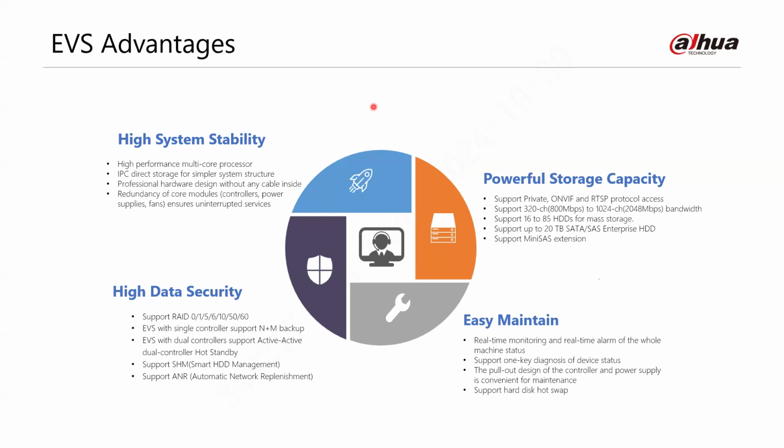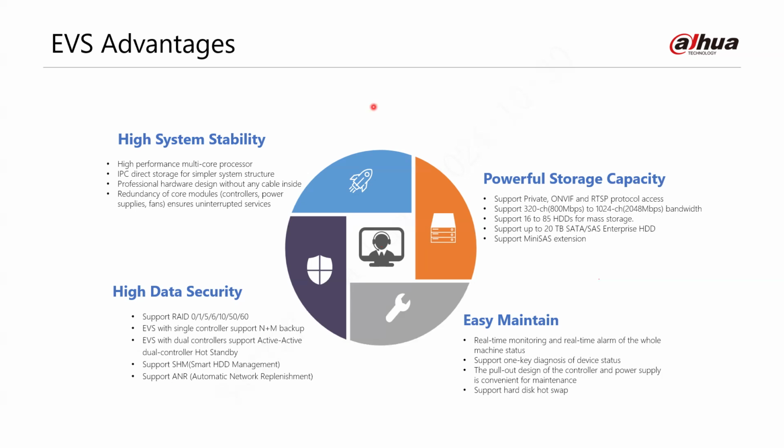On the storage capacity for this EVS as an advantage, it supports private, that is Dahua products, supports ONVIF, and some other RTSP protocol access to, let's say, for example, third-party products with the private products. This supports up to 320 channels with speeds of up to 800 megabits per second, to 1024 channels with speeds of up to 2448 megabits per second.